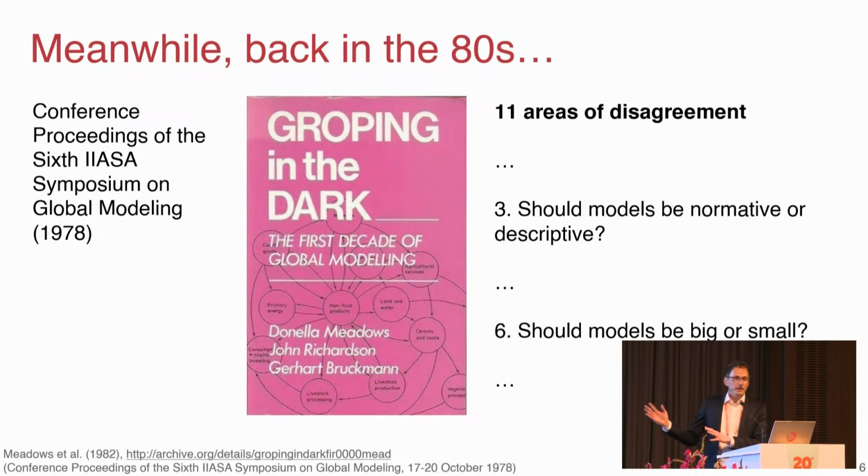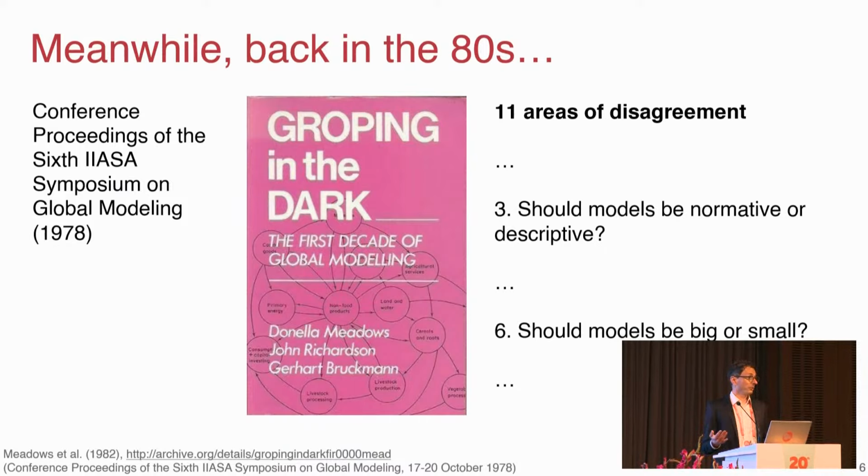One thing that we can find in there is that in these proceedings, we have a record of the areas on which the attendees disagreed and the areas where they agreed. So there's 11 areas of disagreement. I just picked out 2 here. You can find the others if you look at the report online. Should models be normative or descriptive? Should models be big or small? I think those are questions that we could still argue about today, 50 years later.